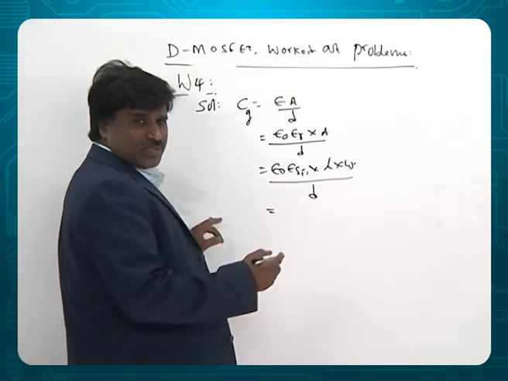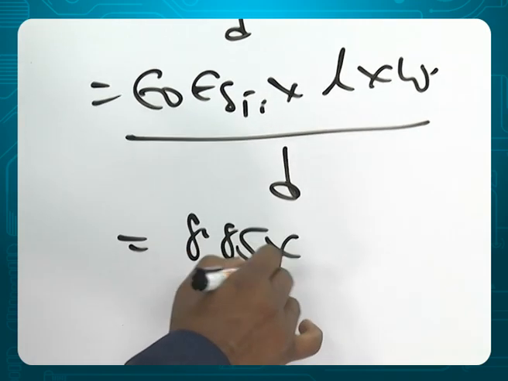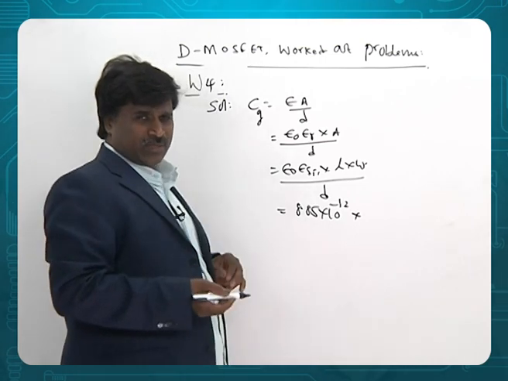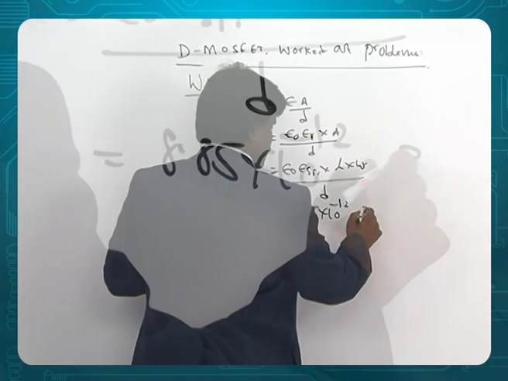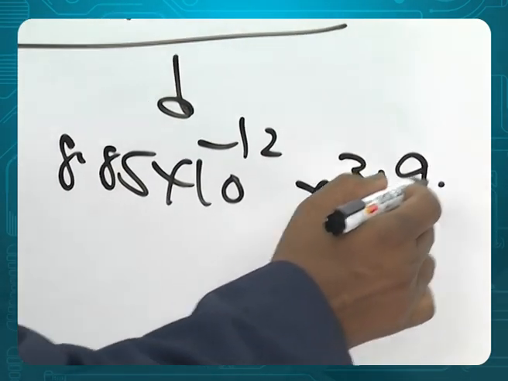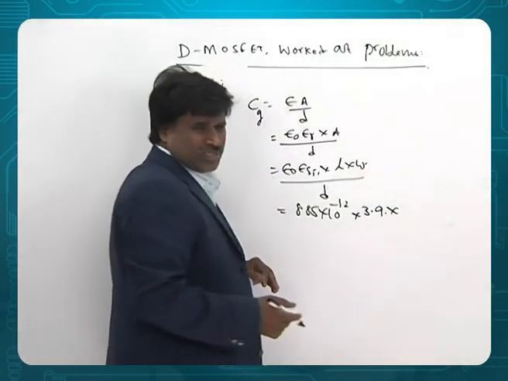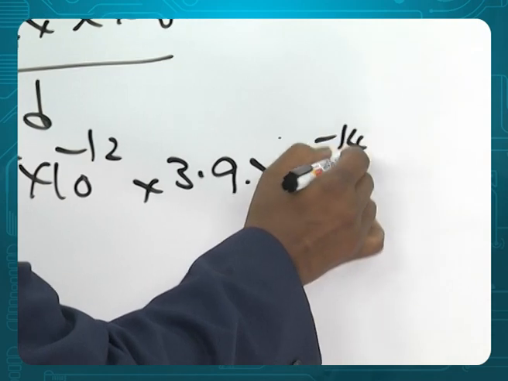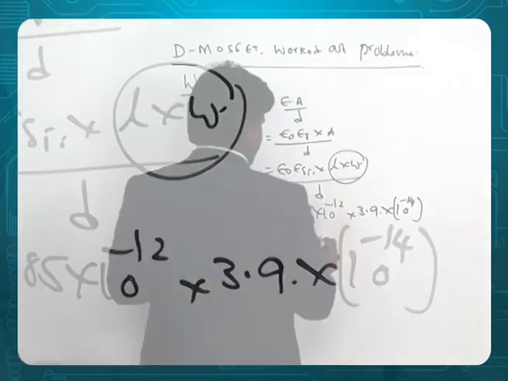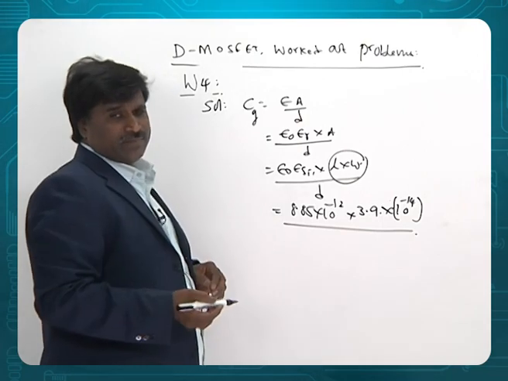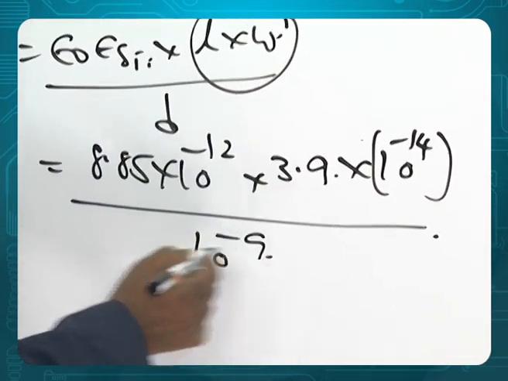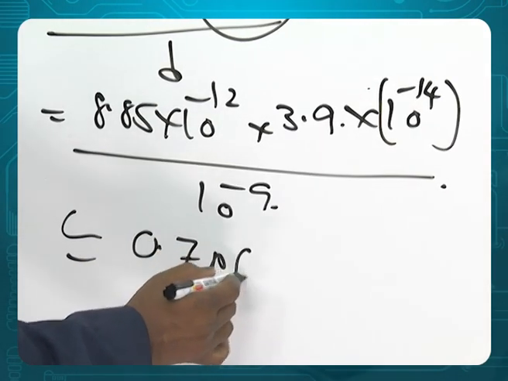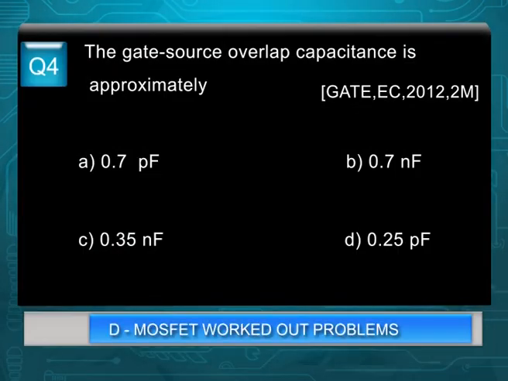If you substitute values, 8.854 10 power minus 12. Epsilon of gate material, you can take it as 3.9, into, suppose you take all the area as 10 power minus 14, this total is area, divided by D, distance. It will come approximately 0.7 picofarad. So therefore, option is A.